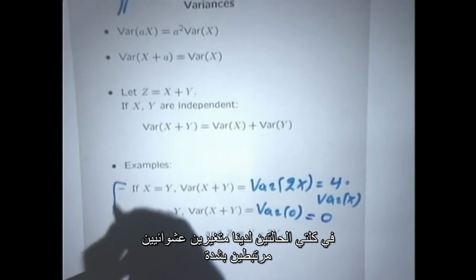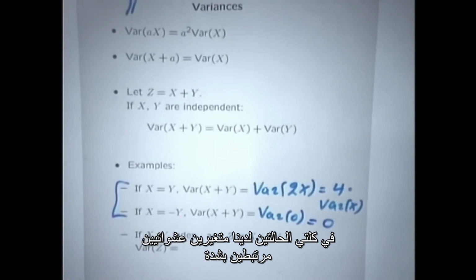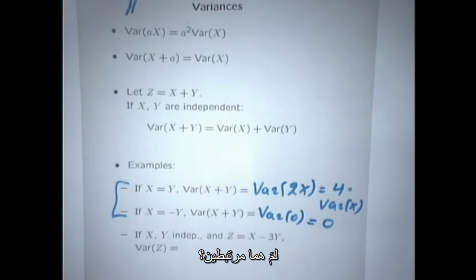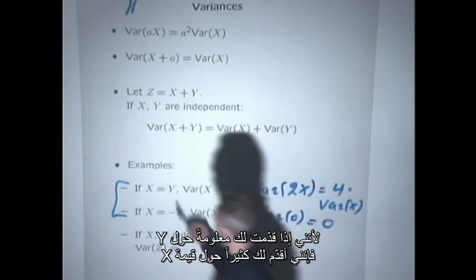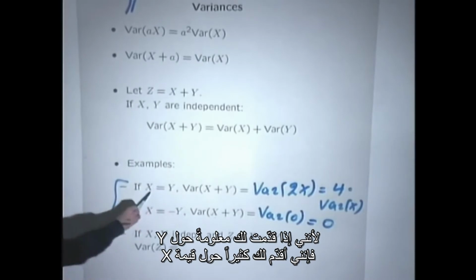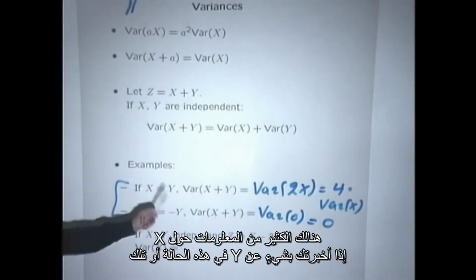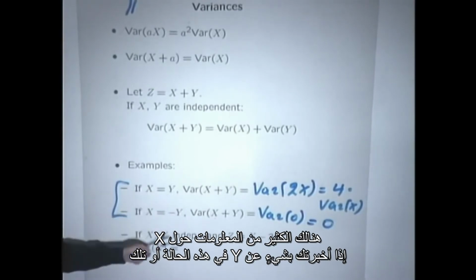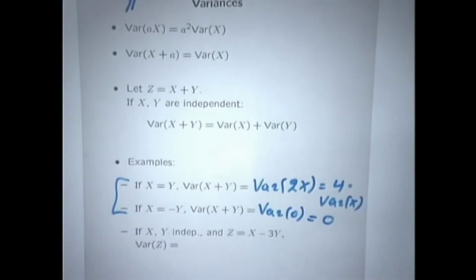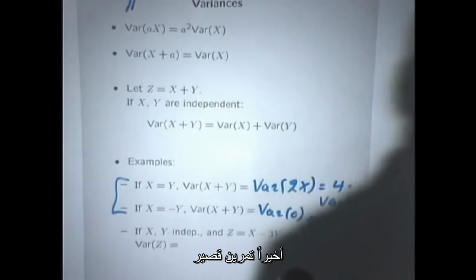So in both of these cases, of course, we have random variables that are extremely dependent. Why are they dependent? Because if I tell you something about y, it tells you an awful lot about the value of x. There's a lot of information about x if I tell you y in this case or in that case. And finally, a short drill.